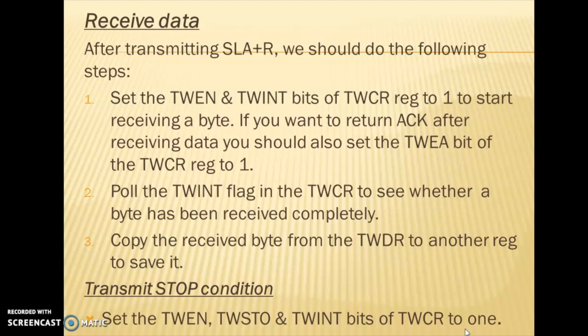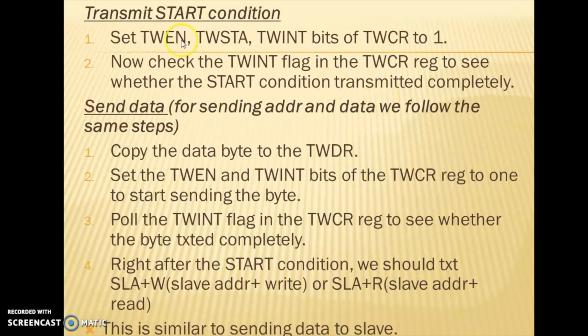And next, if we are going to read data from the slave, we'll see what all we do. Again, we will transmit the start condition. Then we will send the address of the slave. The only difference is that the 7-bit slave address will be followed by the bit 1. The 8th bit will be 1 for reading.